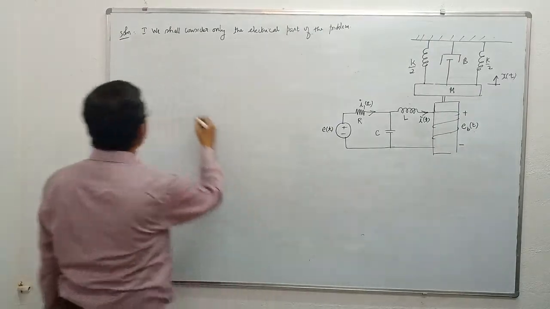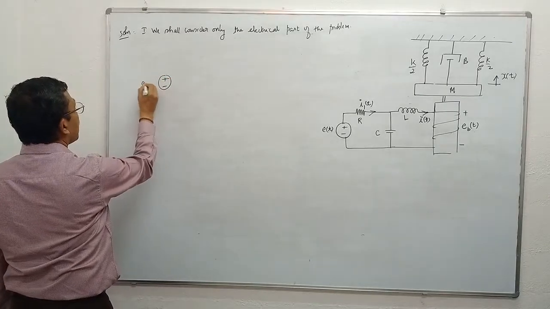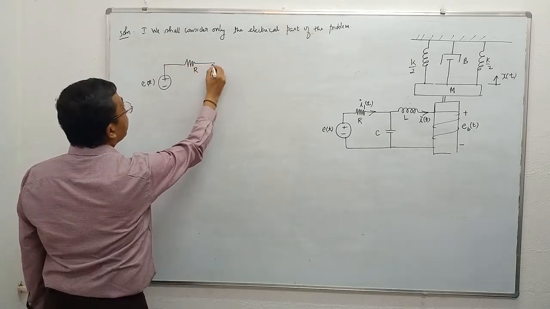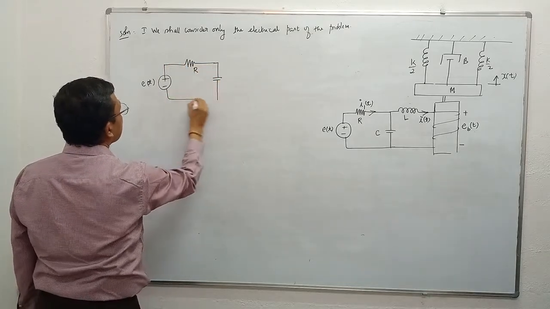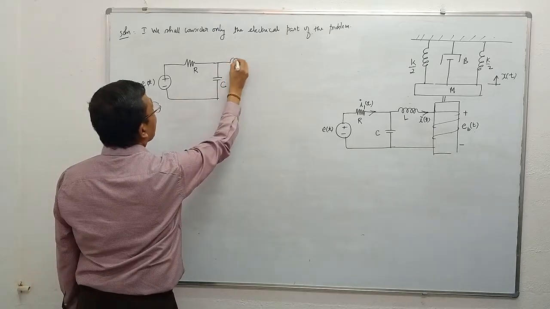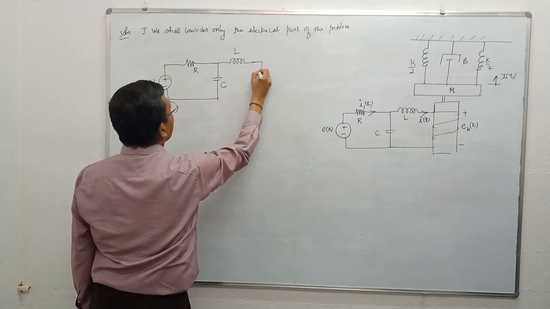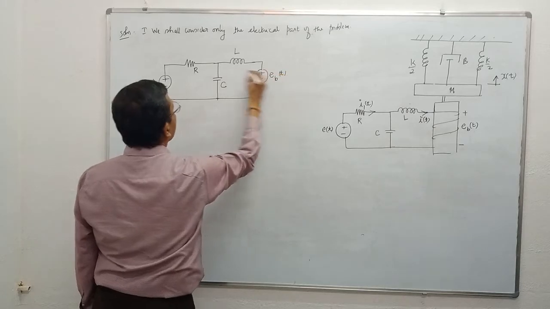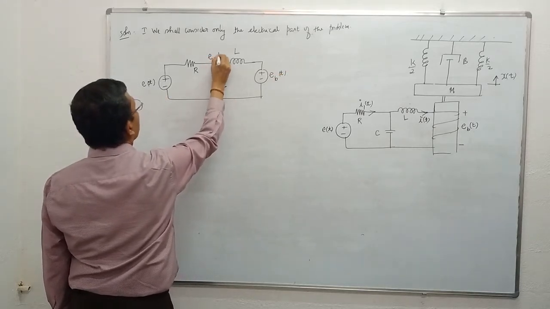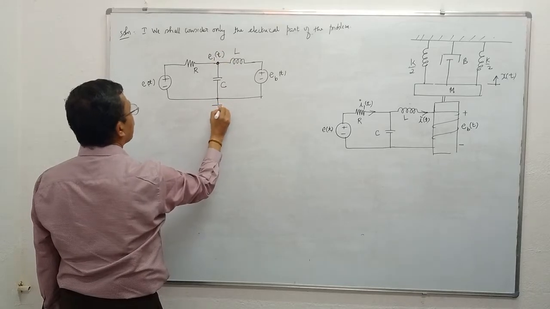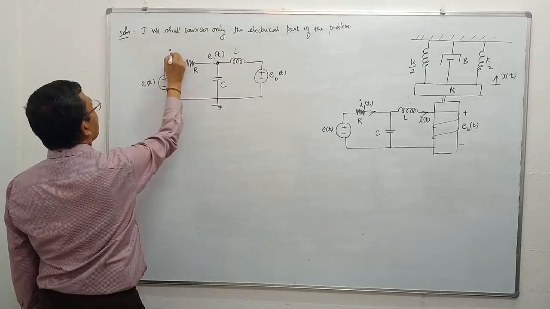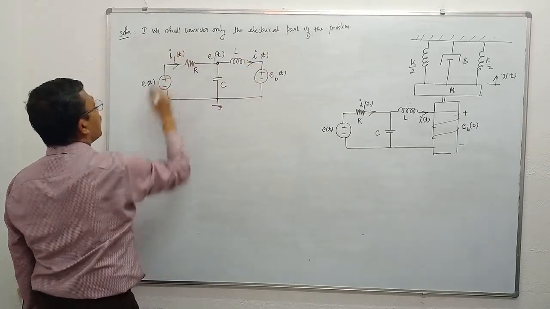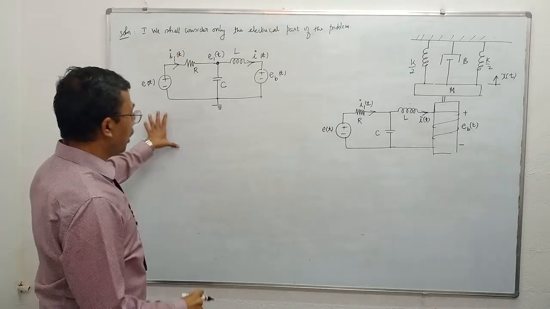So we have got a circuit with source E(t), resistance R, capacitor C, and inductor L. This is back EMF Eb(t), and take this voltage as E1(t). This is the reference node. This current is I1. This current is I. I means I(t). I1 means I1(t). We have considered only the electrical part of the problem.